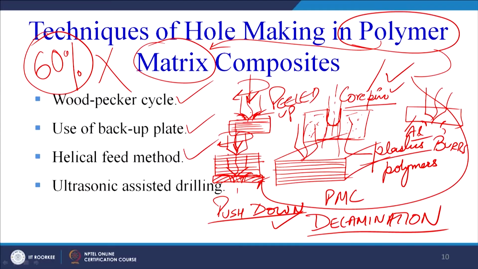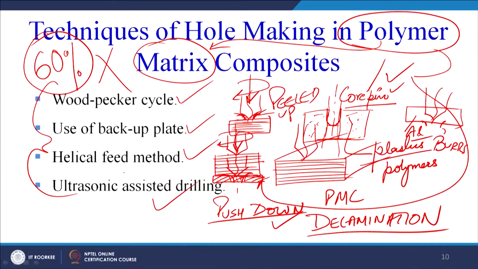Helical feed method is another method which has been devised. Ultrasonic assisted drilling, as we have seen in this week only in the ultrasonic welding process. Similarly, ultrasonic frequency can be used, or vibrations can be given to the drill in order to make the drilling forces less, so that lesser damage is produced.